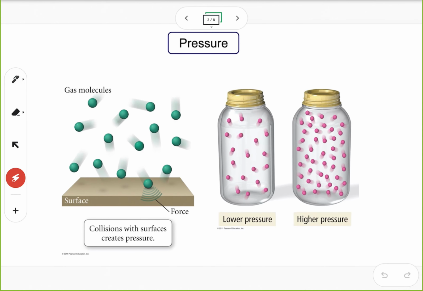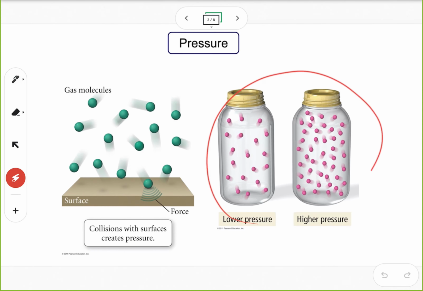The collision force caused by one gas molecule is very small, trivial. But if you have millions of gas molecules interacting with the surface at the same time, that pressure accumulates to an observable number, and that is called the gas pressure.